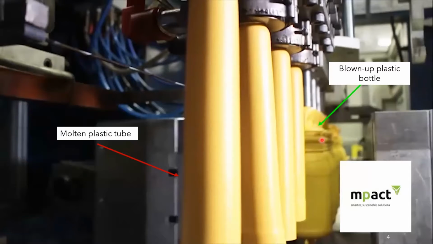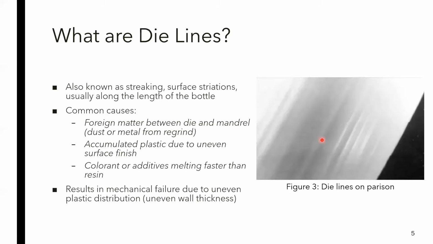So dye lines specifically are surface striations or stretch marks. They aren't actually stretch marks because the material isn't stretching, but it looks like stretch marks along the length of a plastic bottle. Common causes would be foreign matter, so dust or metal from regrind.